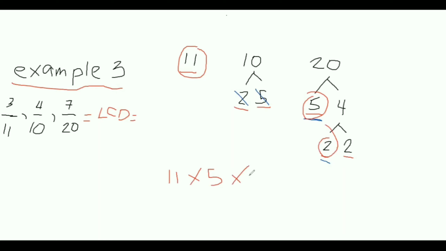Times 2. And then finally, times 2. Now we proceed with multiplication. So 11 times 5 equals 55. 55 times 2 equals 110. And then 110 times 2 equals 220. So therefore, the LCD of 3/11, 4/10, and 7/20 is 220.